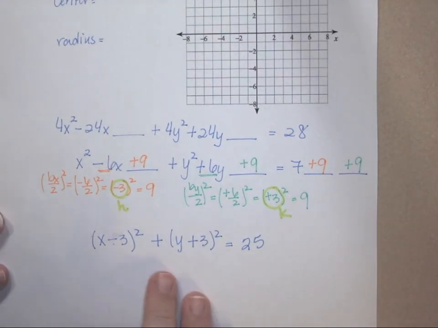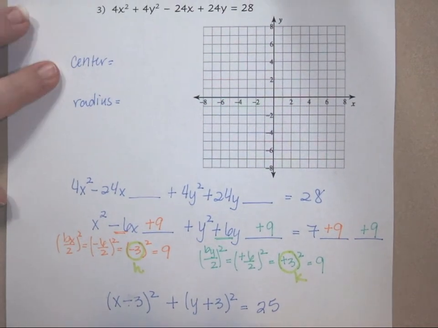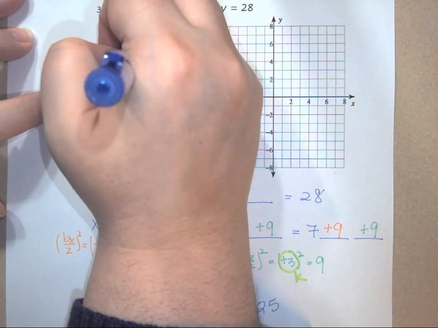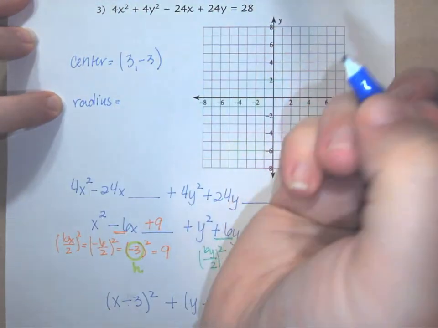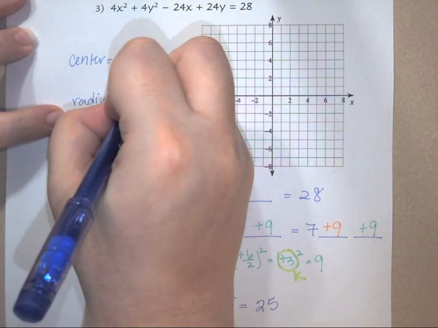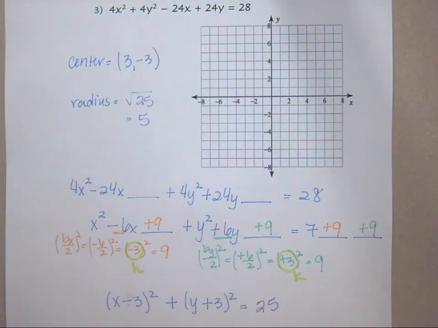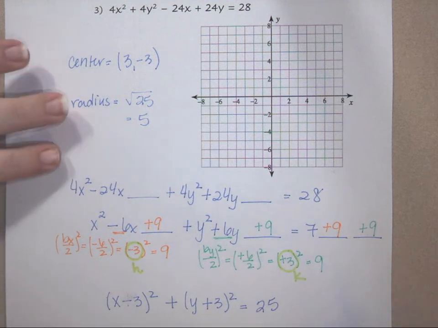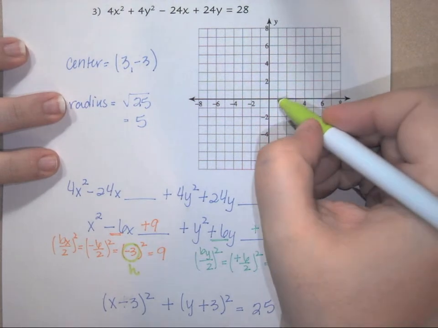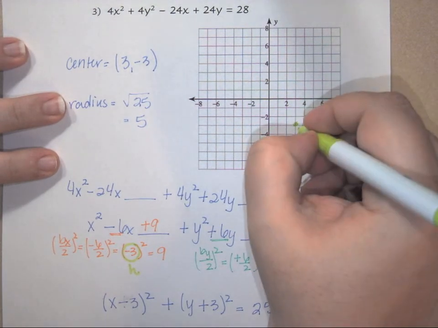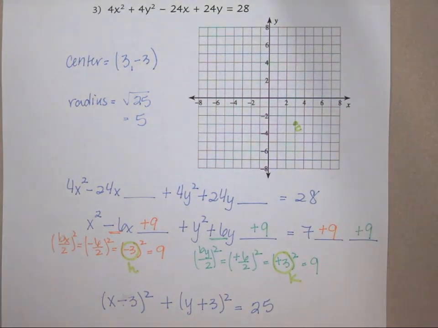So I have everything I need once again in order to find my center and radius. My center point here is going to be at the point 3, negative 3. My radius is the square root of 25, which is going to give me a 5. So just like before, I'm going to graph my points. First I'm going to graph the center. So 1, 2, 3, 1, 2, 3. And I'm going to put a little C there to denote the center.